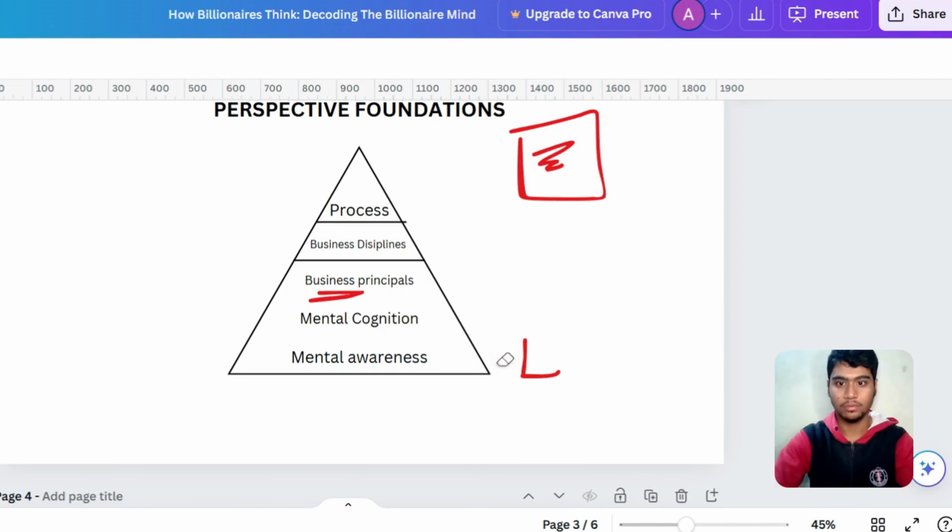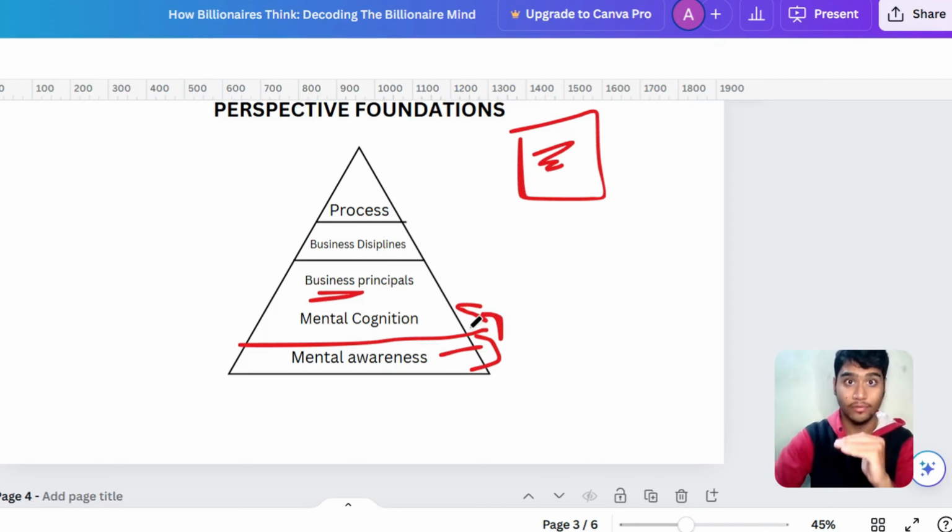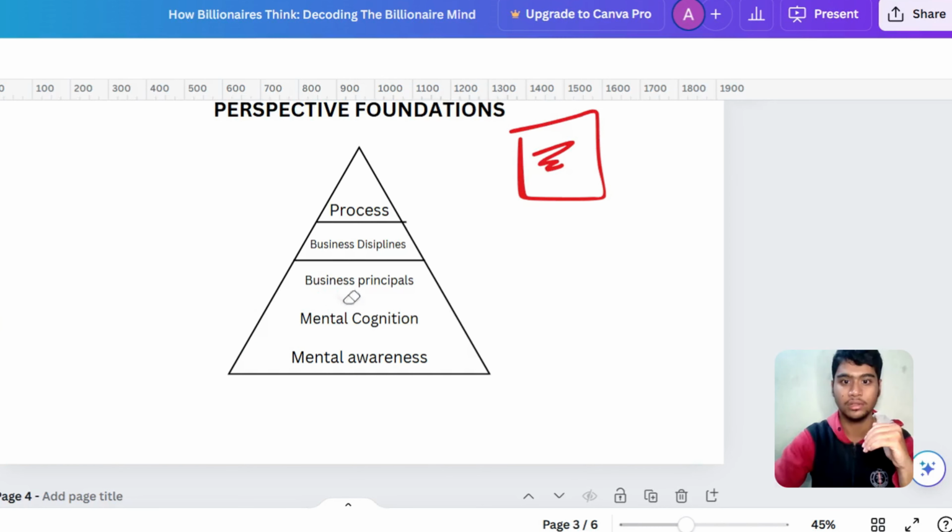Hope you understand it. Basically, mental awareness, your identity, is your foundation. Above that is mental cognition, which is your decision making. If your decisions are bad, that means your identity supports that. If your identity was good, then you would be happy with the decisions you're making. So for example, if you are broke, that means your decision making is bad. You made bad decisions in the past, that's why you're broke right now. And for that to happen, you need to have a bad identity.